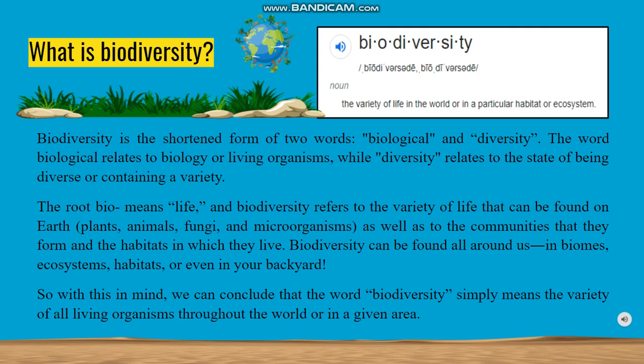What is biodiversity? Biodiversity is a shortened form of two words, biological and diversity. The word biological relates to biology or living organisms, while diversity relates to the state of being diverse or containing a variety. The root bio means life, and biodiversity refers to the variety of life that can be found on Earth, as well as to the communities that they form and the habitats in which they live.